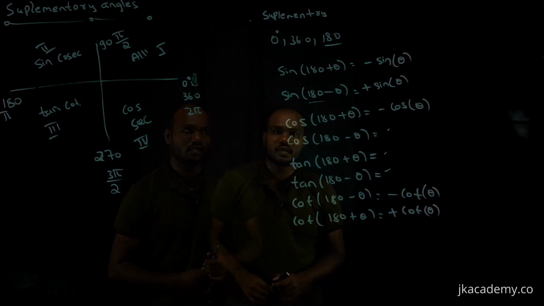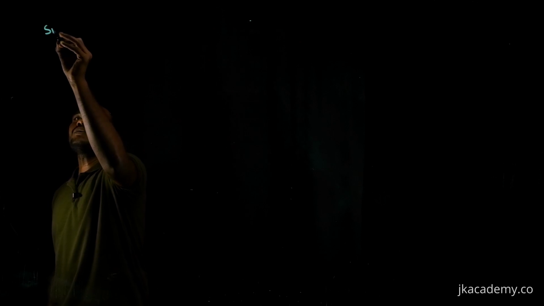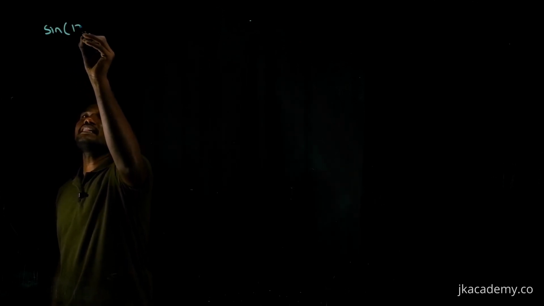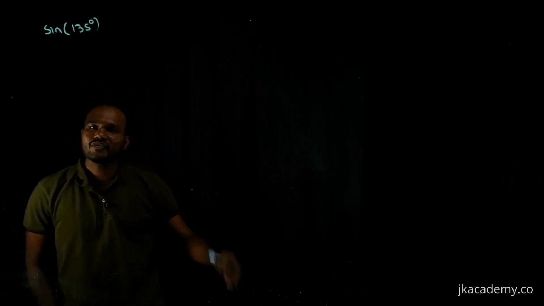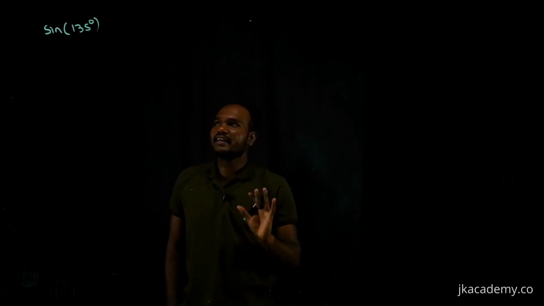Okay, now we know how to deal with supplementary angles and the formulas that we derived from it. So let's use that to calculate some of the angles. So how do we do that? An example: find what is sine 135 degree. So this is the first question we have to solve. See here, it is very simple.